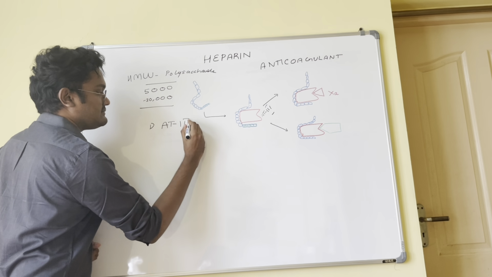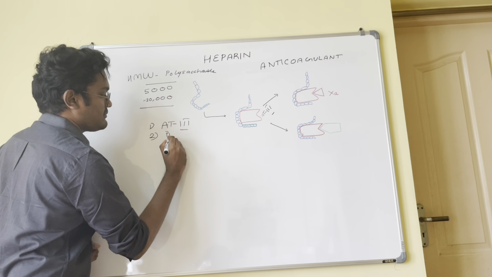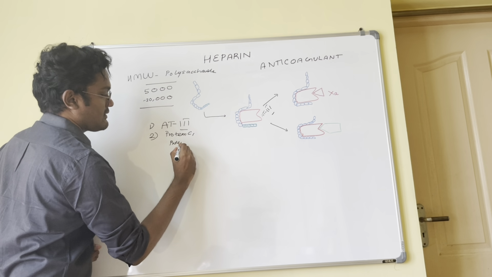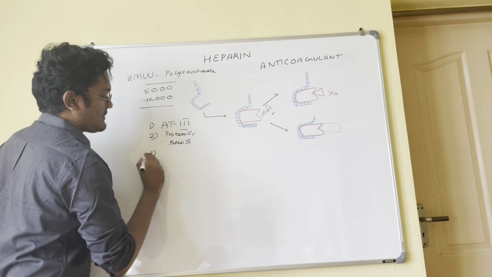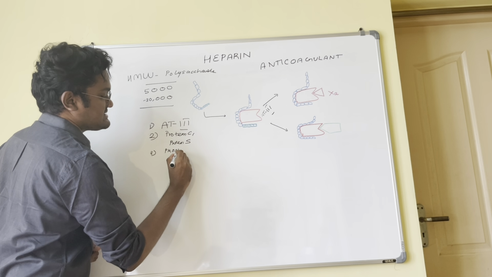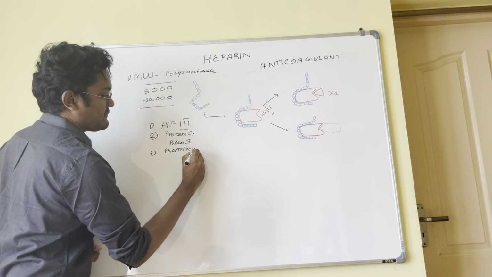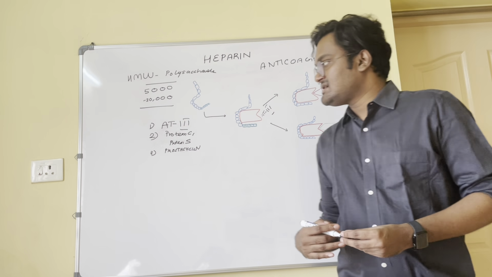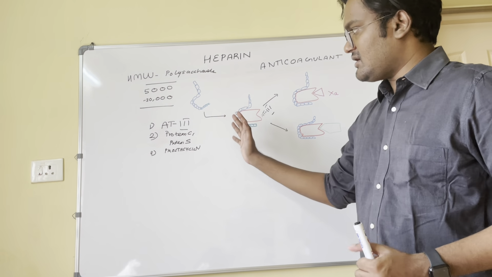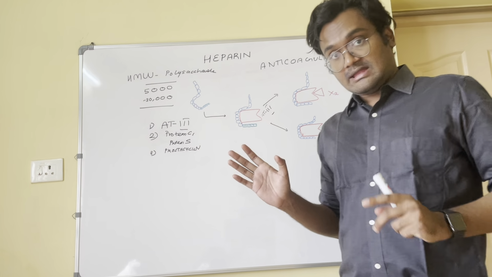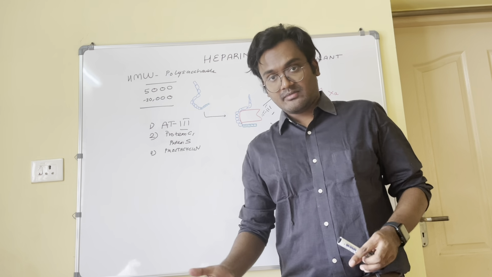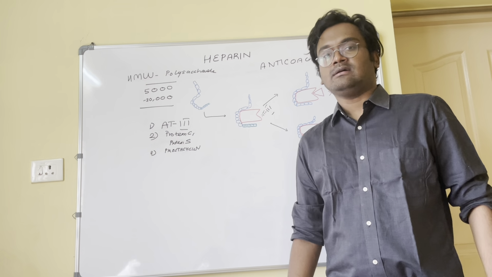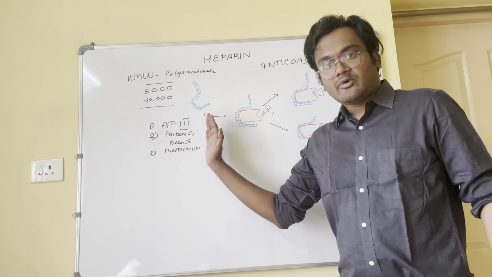Antithrombin 3, protein C, protein S, and prostacyclin. I will cover more detail about this in the coagulation class, but right now we have to know that these are responsible for the blood being in an anticoagulant state in a normal blood vessel. So this is the first point you need to know.